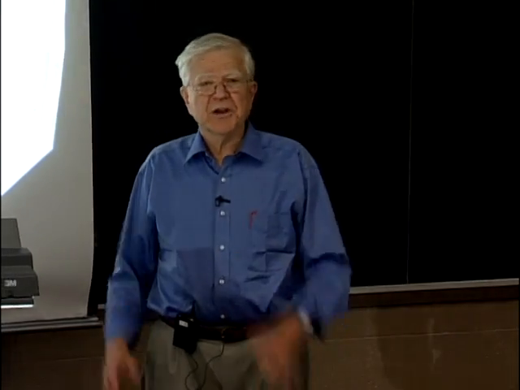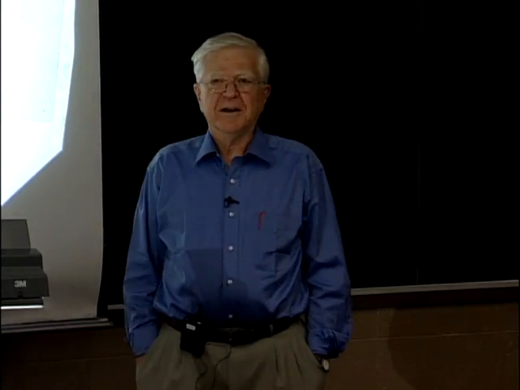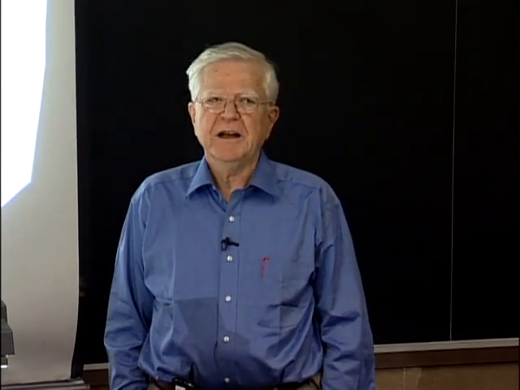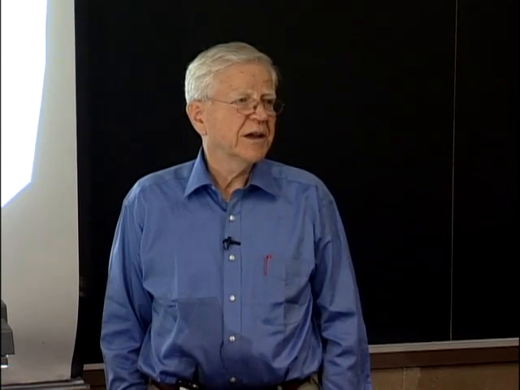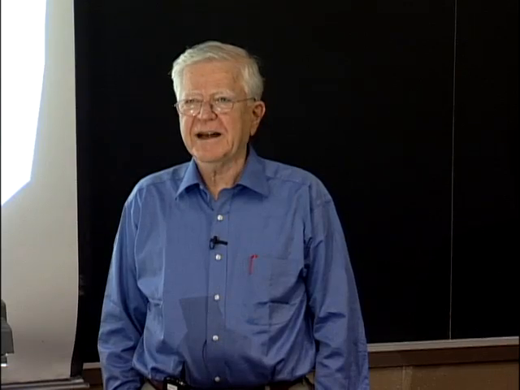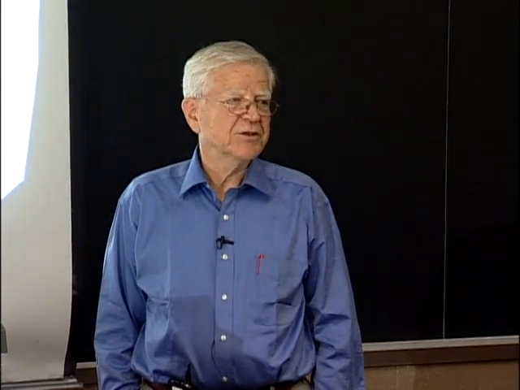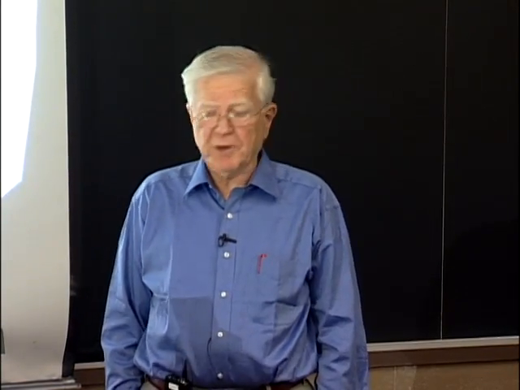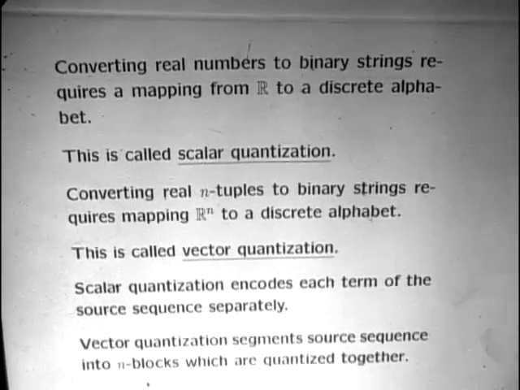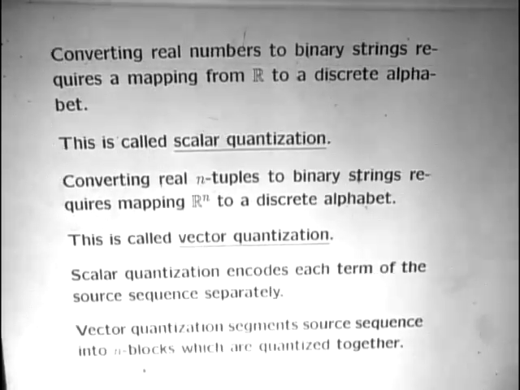Okay, so in other words, what you've done here is to deliberately introduce some distortion into the picture. You've introduced distortion because you have no choice. If you want to turn numbers into bits, you can't get back to the exact numbers again. So you can only get back to some approximation of what the numbers are.